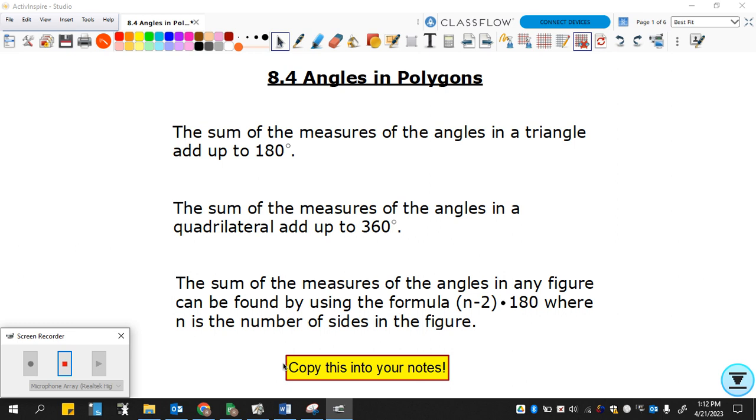So in a triangle, the sum of the angles on the inside of a triangle always adds up to 180 degrees, no matter what the shape of the triangle is. All the interior angles always add up to 180 degrees. In a quadrilateral, they're always going to add up to 360.